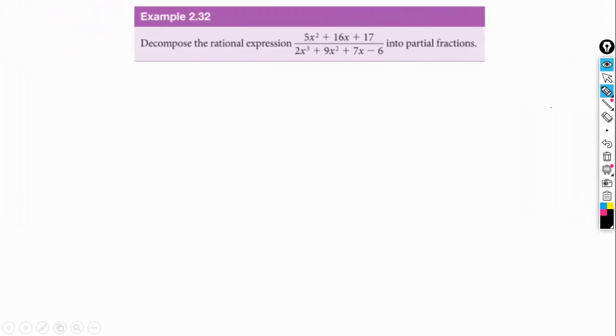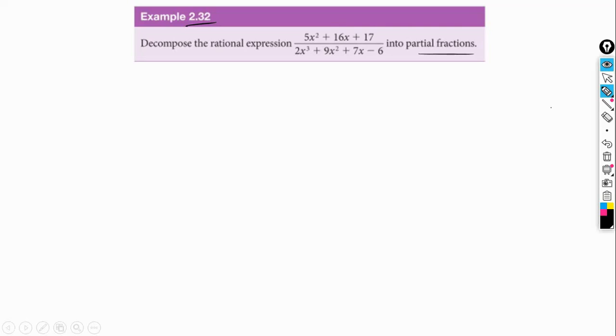So next we have example 2.32, and it says decompose the rational expression 5x squared plus 16x plus 17 over 2x cubed plus 9x squared plus 7x minus 6 into partial fractions. So again, the first thing we have to do is factor the denominator. Now, this is cubic, so we know it has three roots.